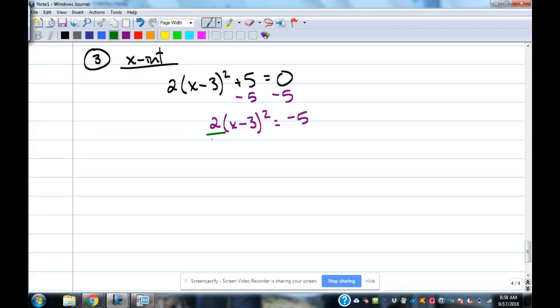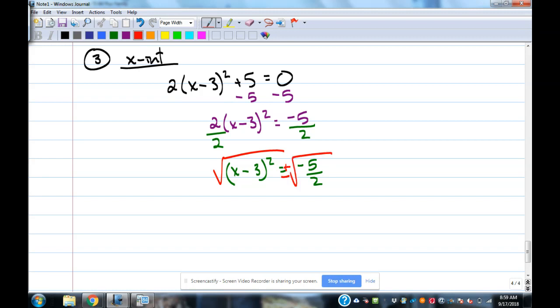And then divide by 2. Here's where we're going to run into a problem. The squared part's by itself. The next step is to do what? Take the square roots. Plus or minus on the side with the number.